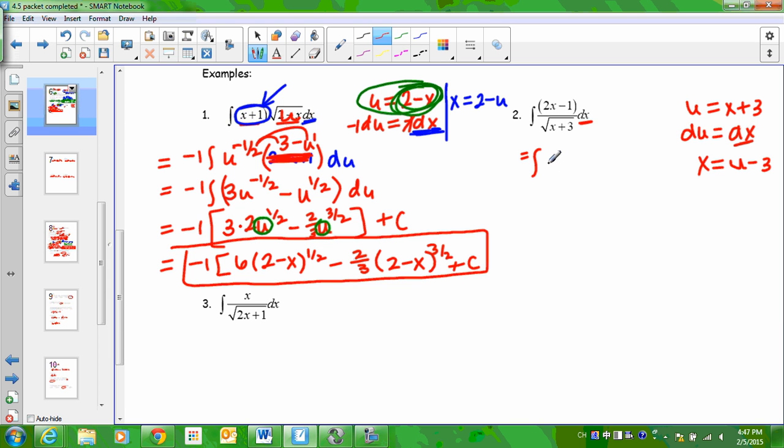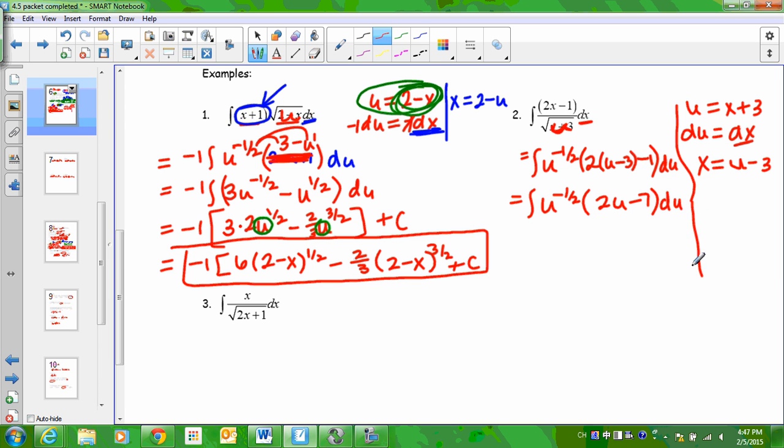Okay, so I always like to start with just the u. Okay, what did I replace u with? So that's going to be u to the negative 1/2. And then right here I have 2 times x minus 1. So that's going to be 2 times u minus 3 minus 1 du. Alright, now let me go ahead and simplify this part right here. That's just going to be 2u minus 7. I know I'm going through these steps fast, so rewind as needed. Okay, so distribute here, 2u, again, 1/2, you just add those powers, minus 7u to the negative 1/2 du.